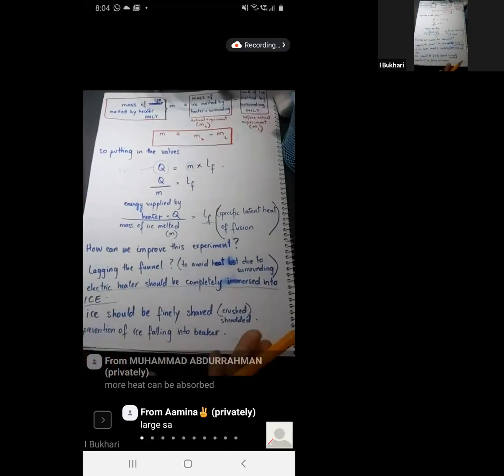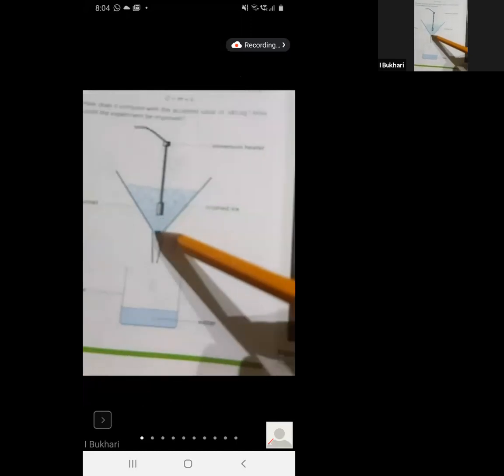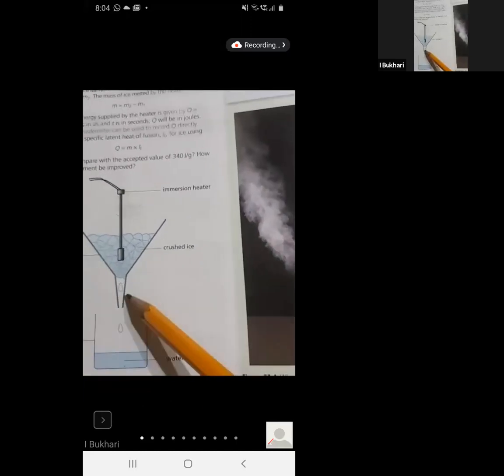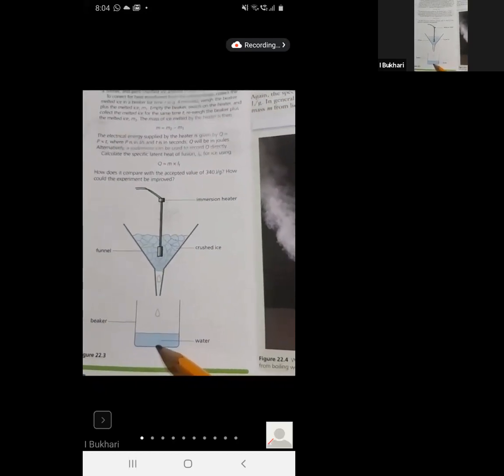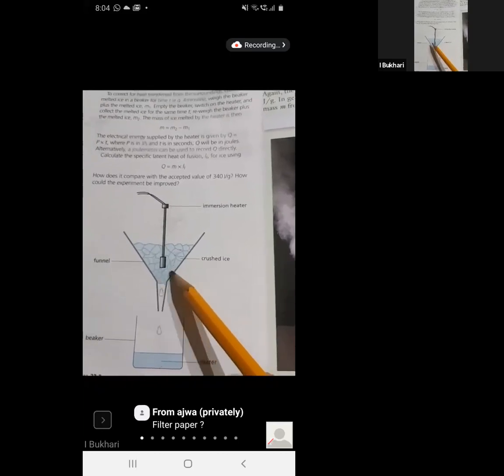Also make sure that if your ice is too fine, it might drip from the funnel into the beaker. You don't want the ice to be dropping into the beaker. That will affect your results. So you can use a net sort of thing, a filter paper, something like that, to prevent that from happening, right?